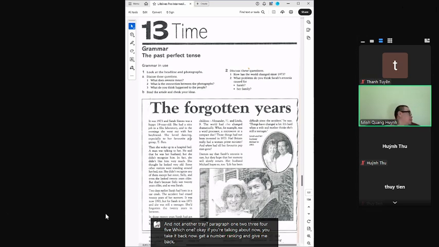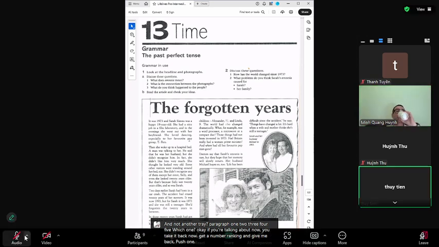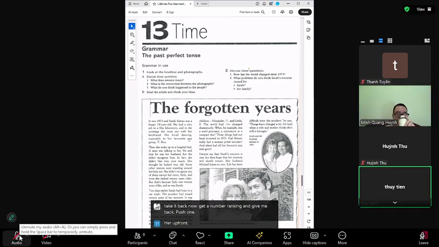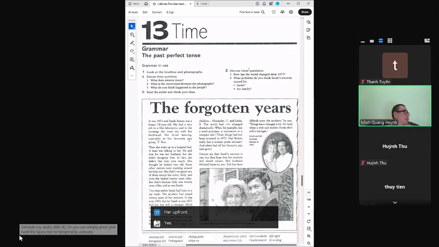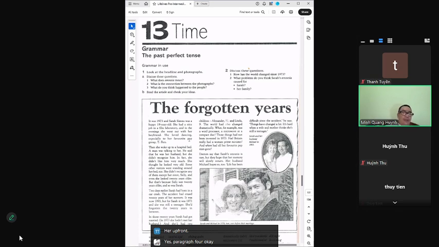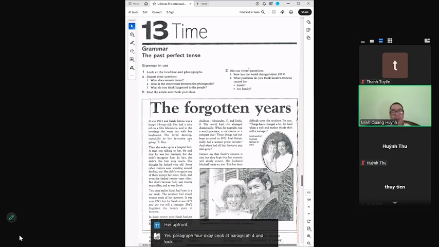Which one? Paragraph 4. Yes, paragraph 4. Okay. Look at paragraph 4 and look at the verbs in there.